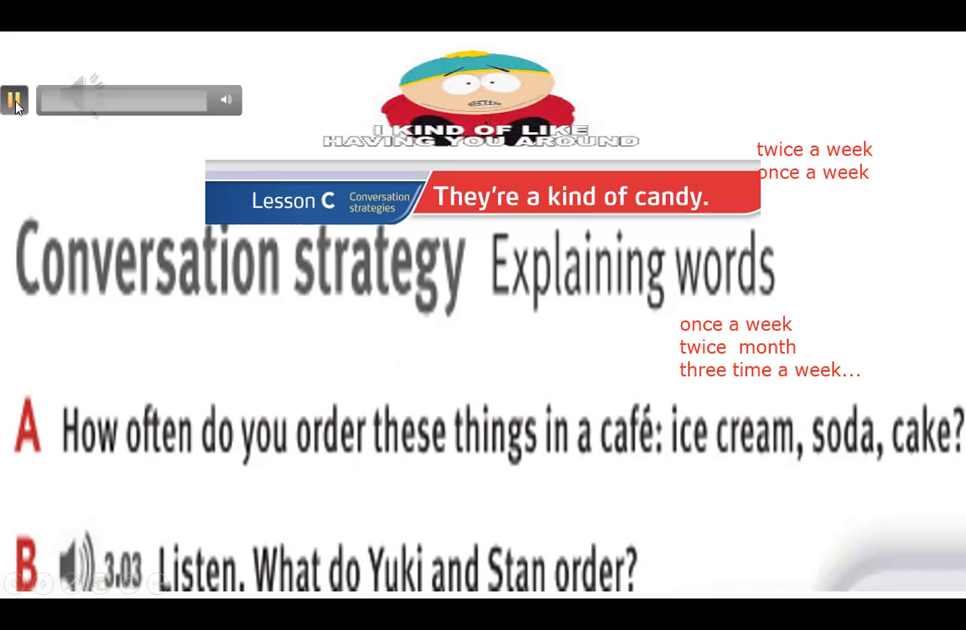Page 90, lesson C. They're a kind of candy. One, conversation strategy, explaining words. Listen, what do Yuki and Stan order? Are you ready to order? Yes. Can I have a large diet soda? A large diet soda? Yes, please. Can I have coffee ice cream with chocolate sprinkles? Sure. Okay. What are sprinkles? They're a kind of candy. You can put them on things like ice cream and cake. They're kind of like sugar. Oh, I know. You can get them in Japan, too.